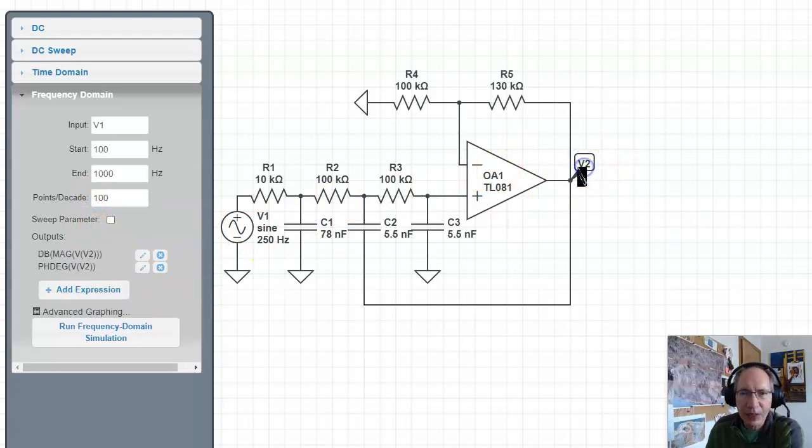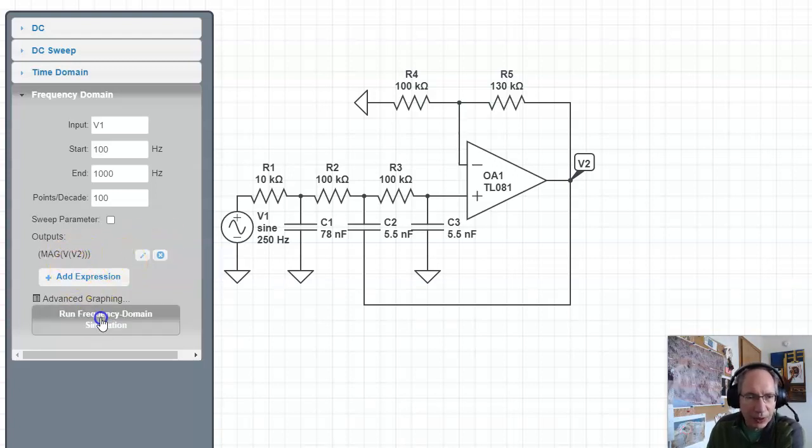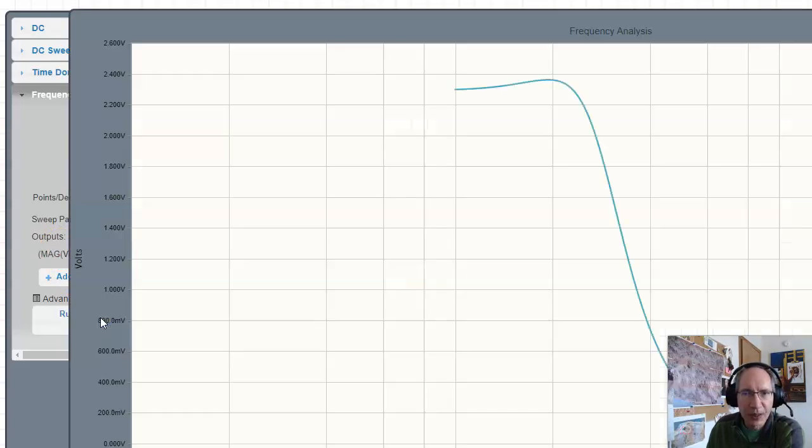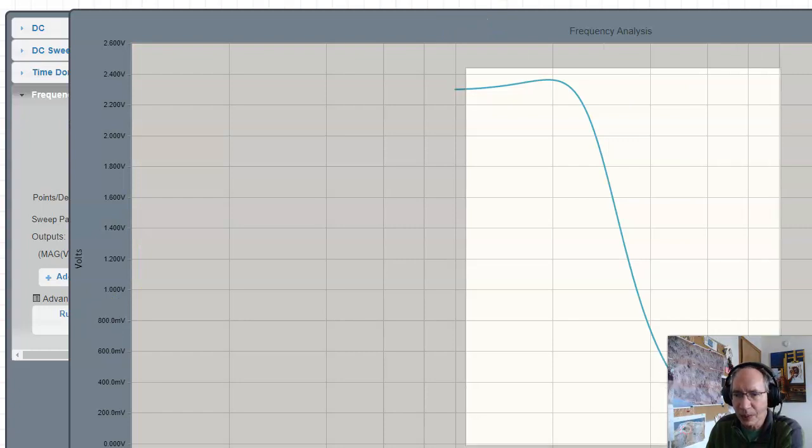So if I say, look at V2, this is the default. Phase, I don't care about. And dB, most people use dB. I don't like dB, I prefer magnitude. Kind of your choice. Do a sweep. And here's what it looks like. Let's narrow the range.